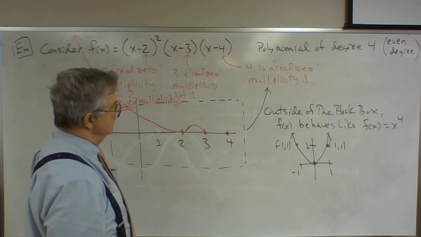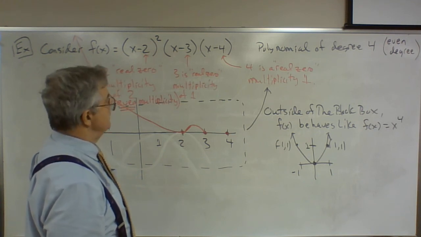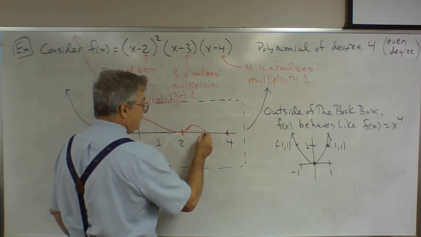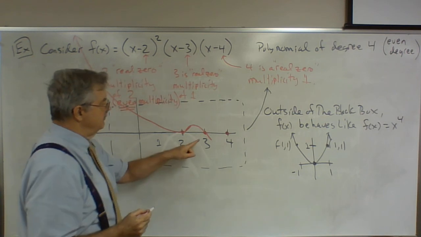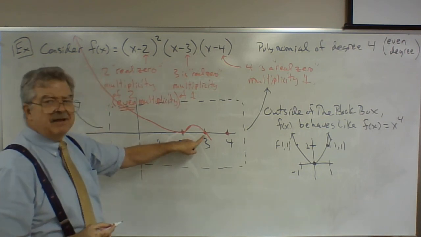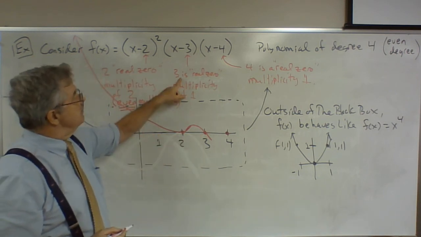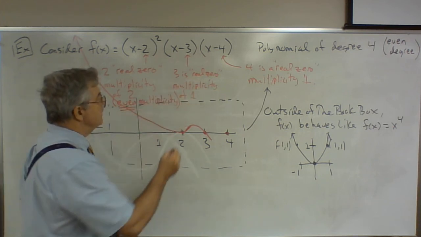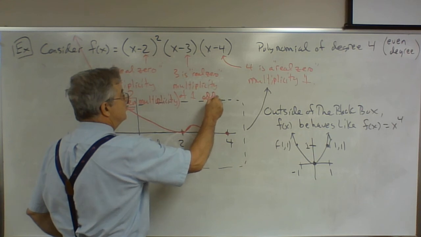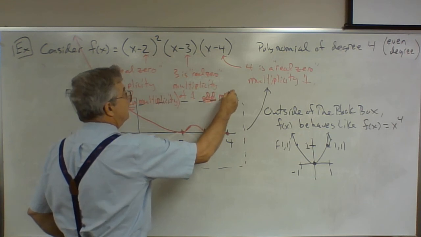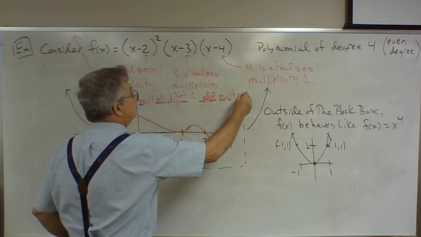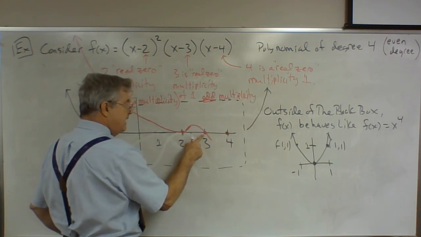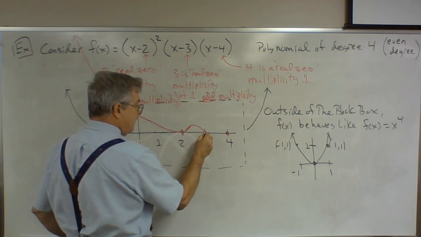And then let's see what has to happen now. The graph crosses the x-axis. How do I know it crosses the x-axis? Because 3 is a real zero with multiplicity 1. Odd multiplicity. Which means the graph crosses the x-axis here. Okay.